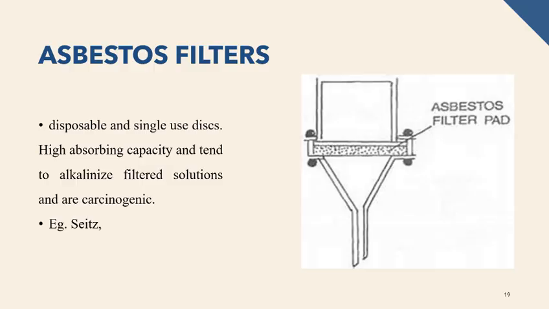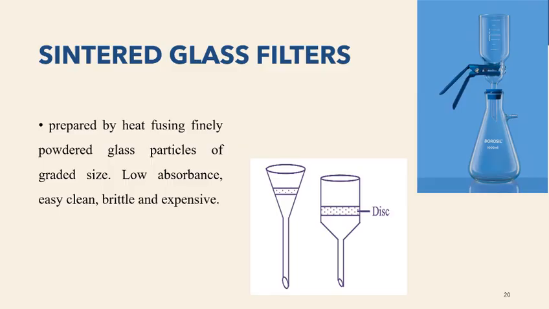The next type of filter is the sintered glass filter, which is made of finely ground glass particles fused together and is less common due to its fragility.